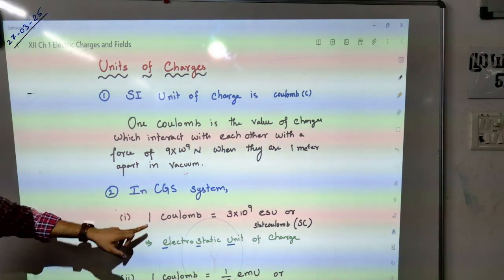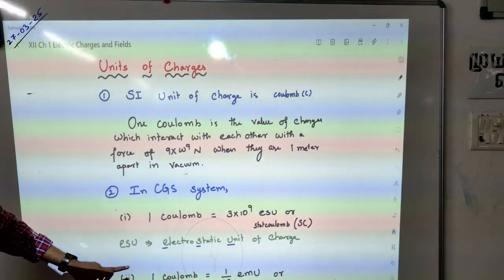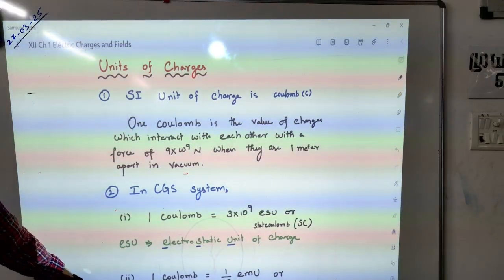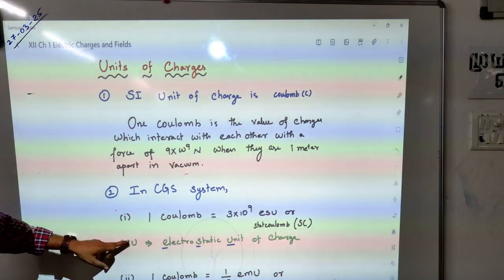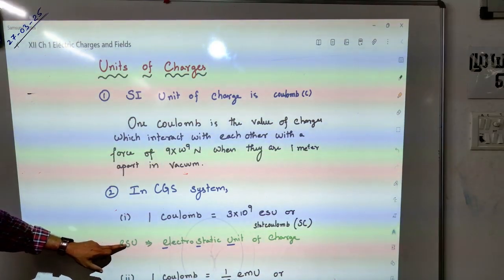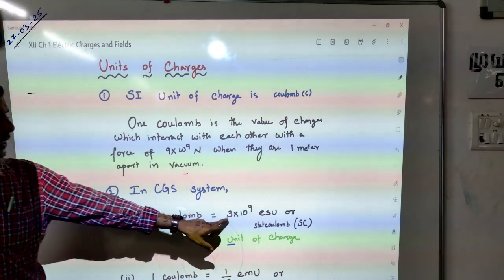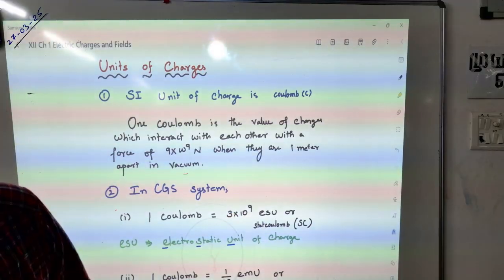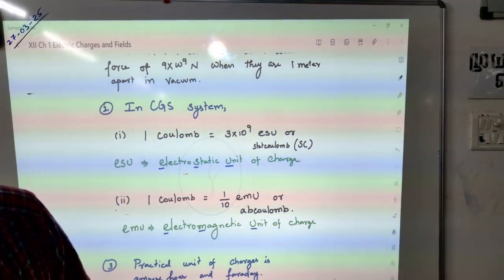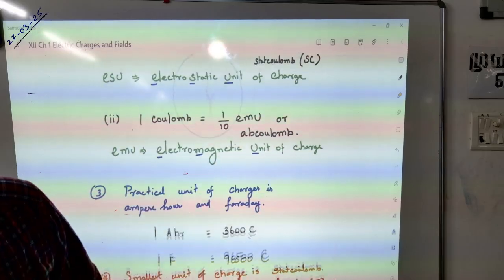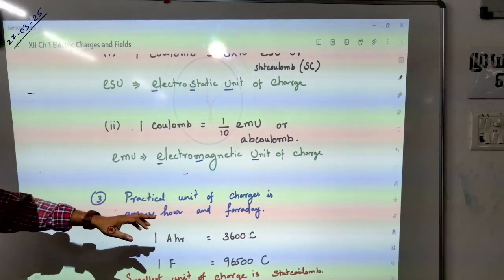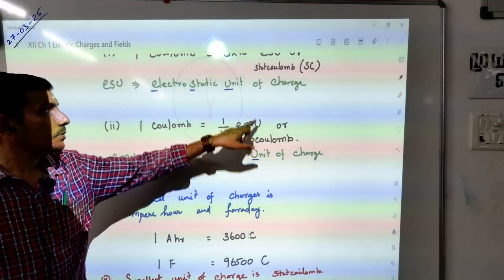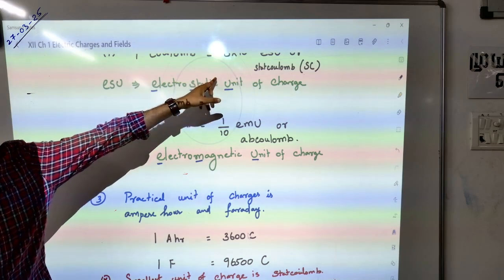In CGS system, we have two units. One is called the electrostatic unit. Second is called the electromagnetic unit. So electrostatic unit ESU, 1 coulomb is equal to 3 into 10 power 9 ESU. And similarly, 1 coulomb is equal to 1 by 10th of EMU. And these are called the ab coulomb, and the previous one is called the stat coulomb.